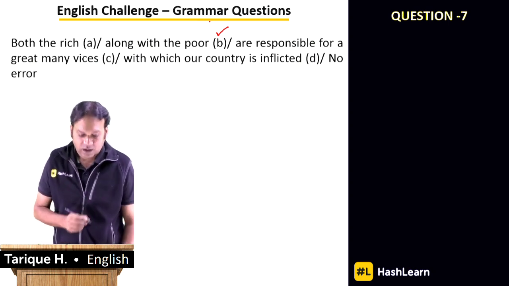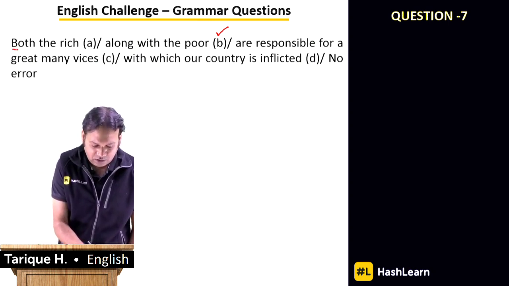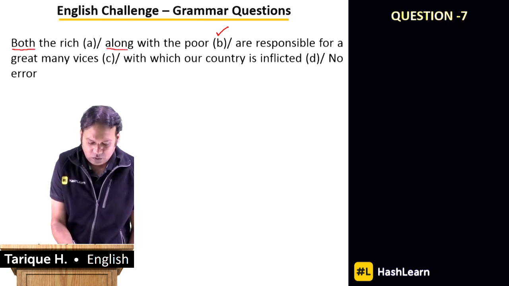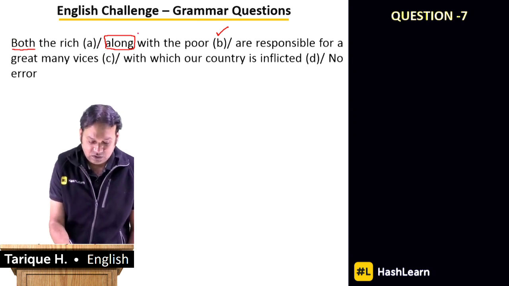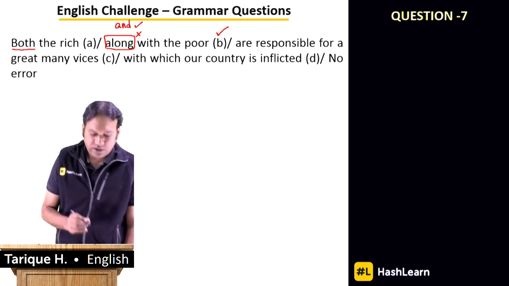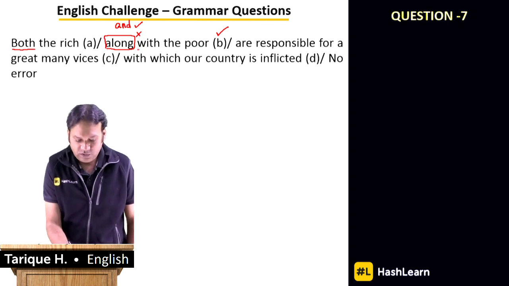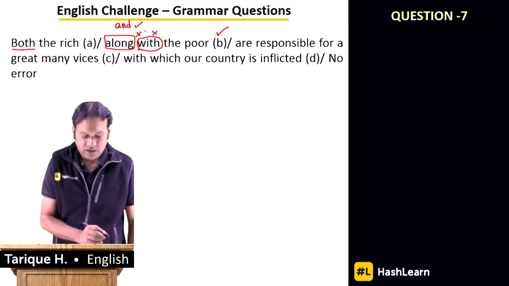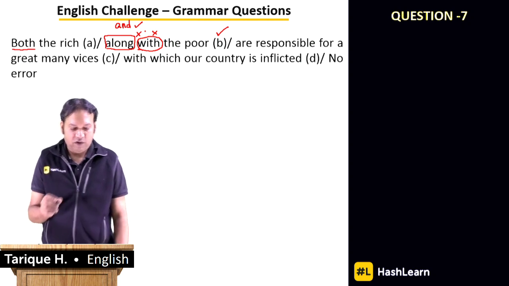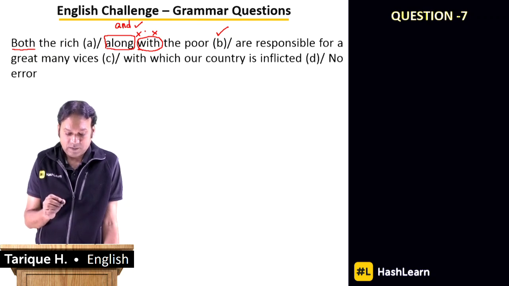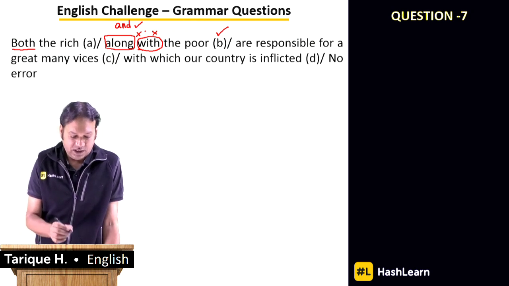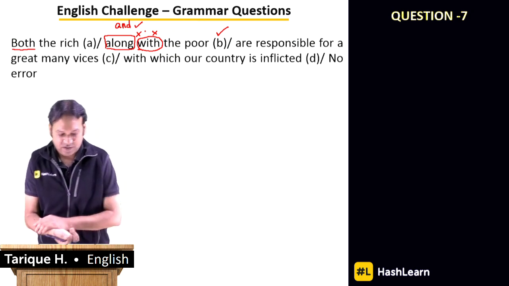And why is it wrong? Because here we are using both, and along with both, we should not use along. Okay, so with both, we don't say along, we say and. So along is wrong and will be correct. Both the rich and the poor, along with is not required. Okay, both the rich and the poor are responsible for a great many vices. So with both, we don't use along, we use and. Okay, both the rich and the poor are responsible for a great many vices with which our country is inflicted.